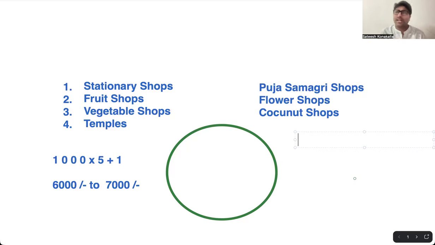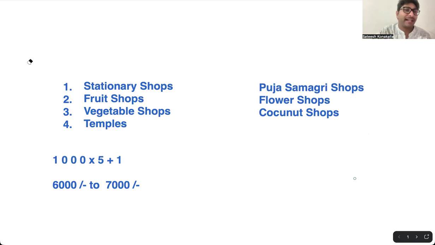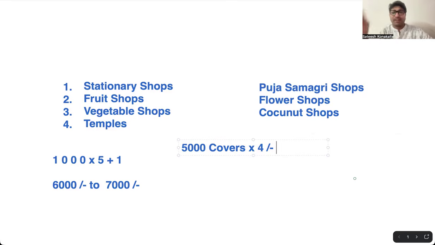Now, let me break down the profitability, how much you will get. Suppose you are printing around 10,000 covers. Let's say not 10,000, let's say 5,000 covers for the different people. Hardly it will come to 4 rupees only, not more than that, because when you increase the quantity, the price will drop. Let's say 5 rupees, that is 25,000 rupees.